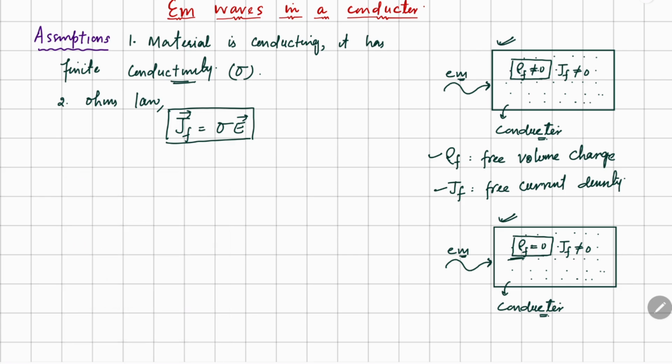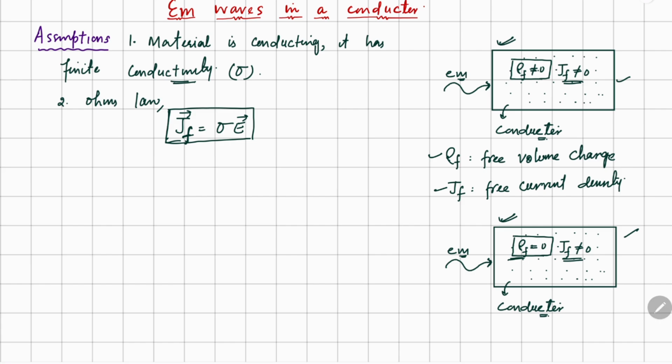So we'll have two types of Maxwell's equations for this. And this free current density J_f should follow Ohm's law. That's a very important thing. I'll come to this in a bit. But for right now, what you have to understand is that this free current density follows Ohm's law. That's very important.